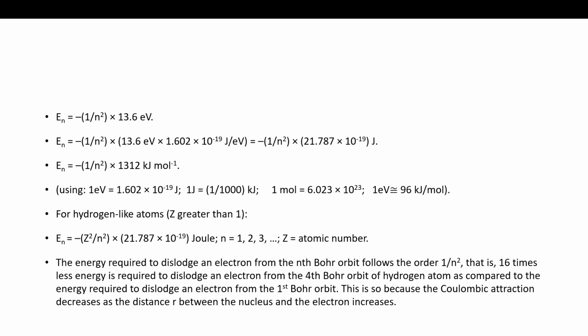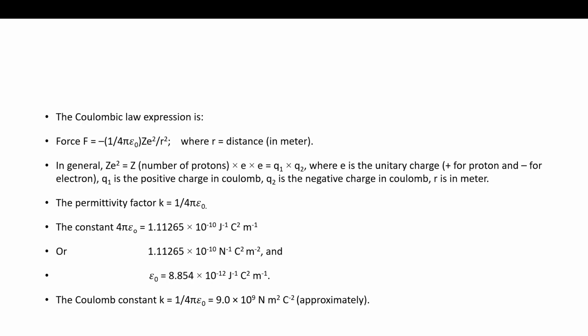For other species, Z is higher than 1, so energy is proportional to minus Z square upon n square into 2.1787 into 10 to the power minus 18 joule. Coulombic law expression: force F equal to minus 1 upon 4 pi epsilon naught, Z e square over r square, where r is distance in meter.